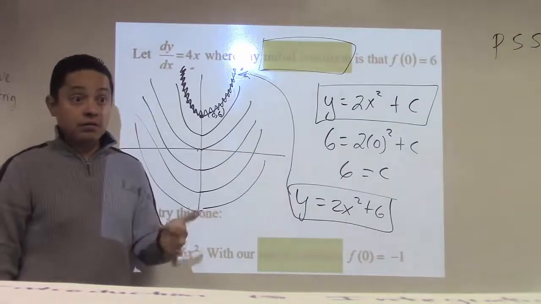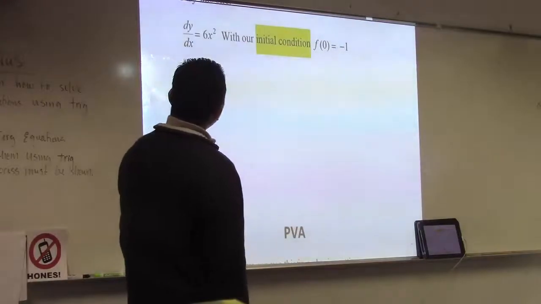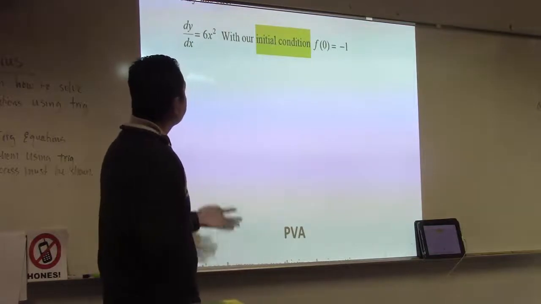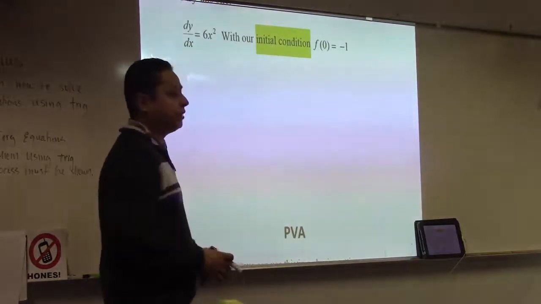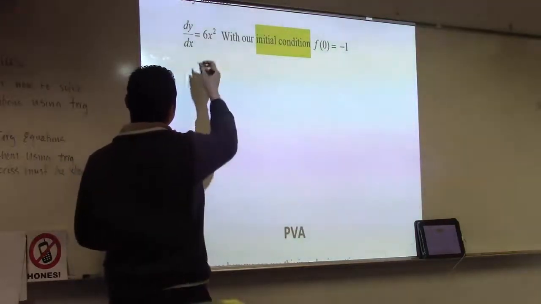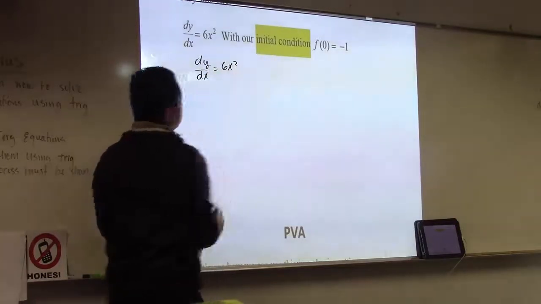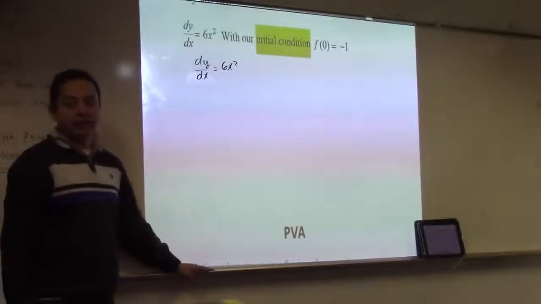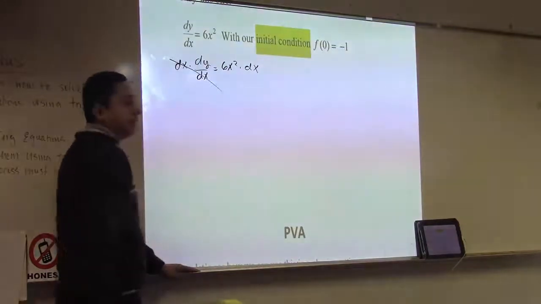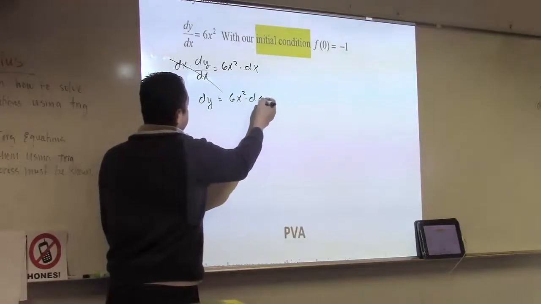How y'all feel? Good? Y'all got this? All right, so here we go. Given a derivative, 6x squared, with the initial condition f of 0 equals -1, we're going to figure out what the original equation is. So we're going to separate this derivative. Here we go. dy over dx equals 6x squared. So we're going to multiply both sides by dx. dx, gone. So dy equals 6x squared times dx.